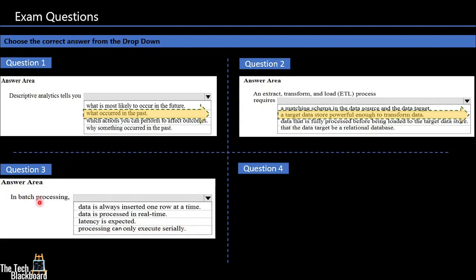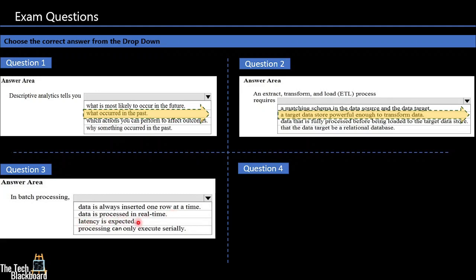The batch processing actually processes the data into chunks, and the real-time processing processes the data as and when it comes. So if you see very carefully, data is always inserted one row at a time does not belong to batch processing because it processes the data in bulk. Data is processed real time. This is not batch processing, but this is real time processing.